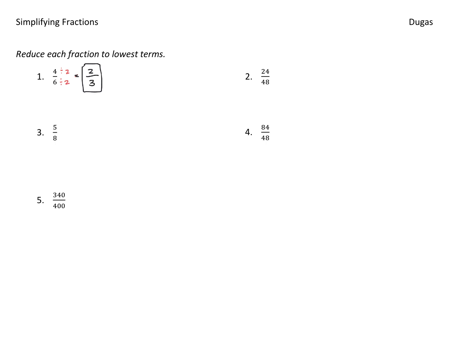What we're really doing here is we're trying to find a common factor to divide out. If I make a factor tree for each of these numbers, 4 is 2 times 2, and 6 is 2 times 3. So that means I could rewrite this fraction: 4 is 2 times 2, and in the denominator, the 6 is 2 times 3.